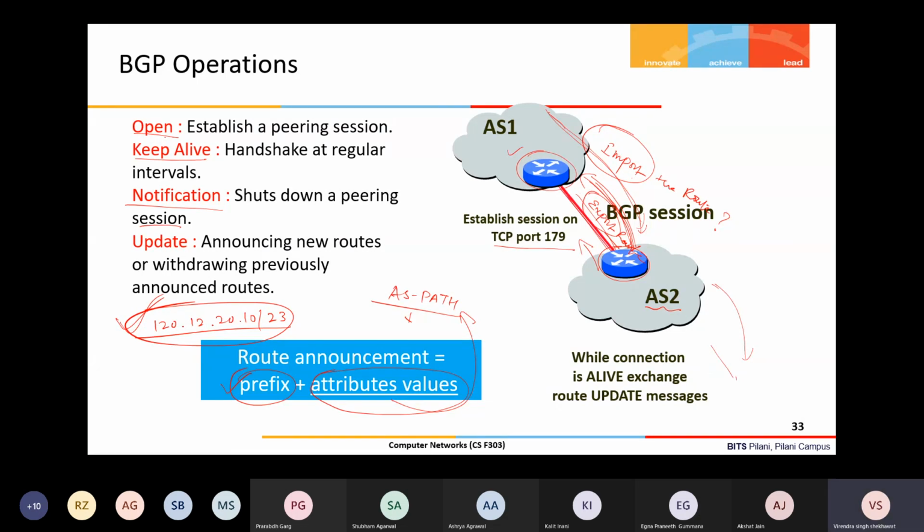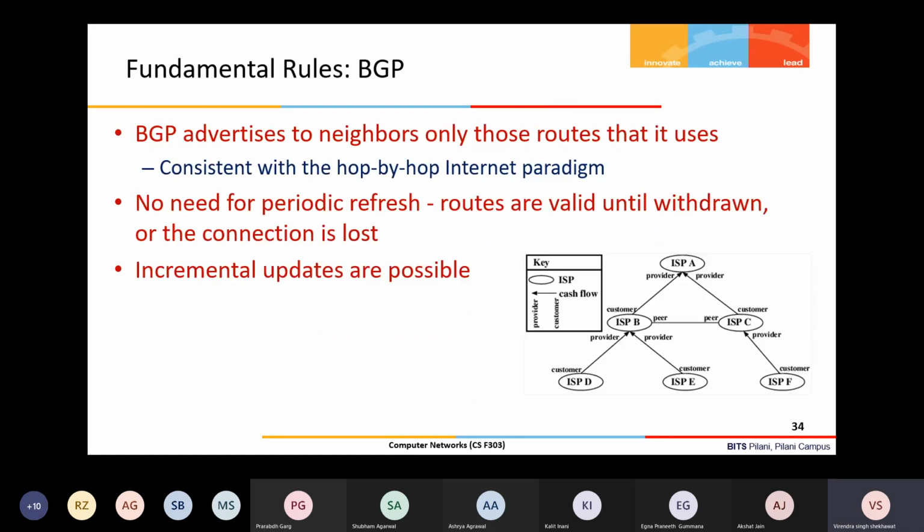So now what are these policies, that we'll discuss in the next class, but I stop here after discussing this. This policy is related to the relationship between the autonomous systems. Autonomous systems have customer provider relationships, you can see. So you can see here ISP A is a provider for ISP C. So ISP C is a customer for A.